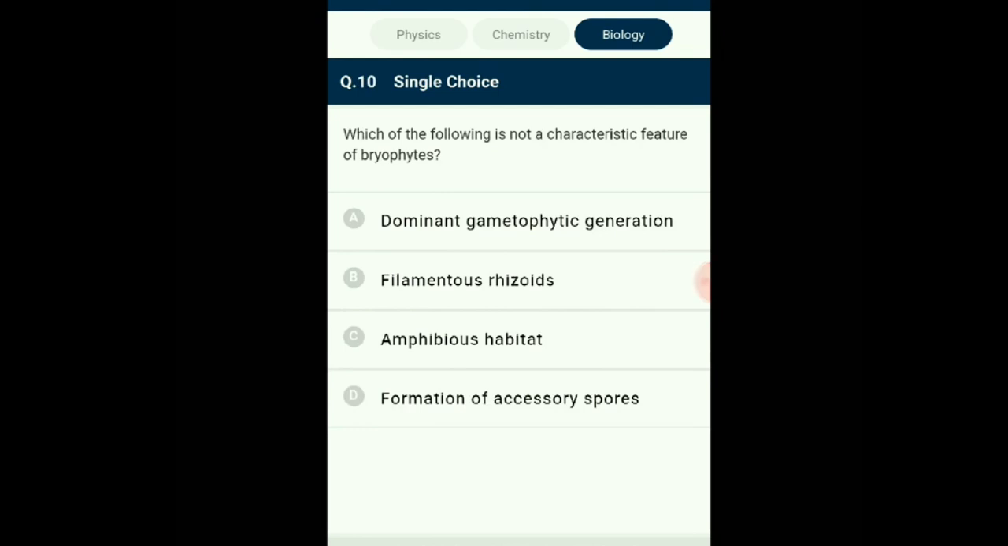Question number 10. Which of the following is not a characteristic feature of bryophyte? Bryophytes are simple small amphibious plants, so that means they require both water and land. They do not have vascular systems, so that's why they are generally called as atracheata. Accessory spores are not formed. Vegetative reproduction is quite common, like fragmentation, tubers, gemmae, buds, and adventitious branches. So the answer is option D, formation of accessory spores.